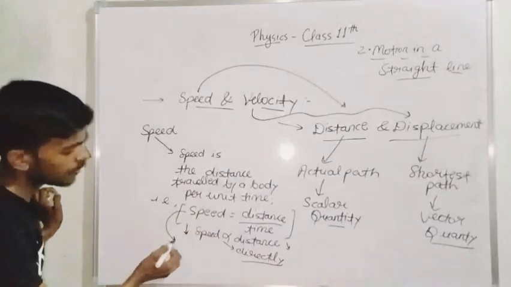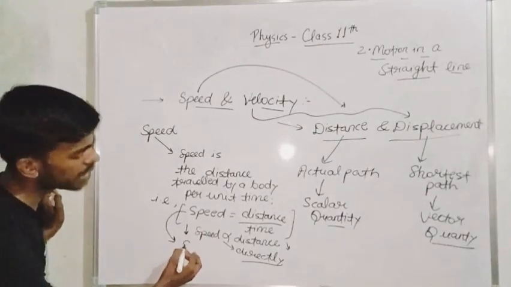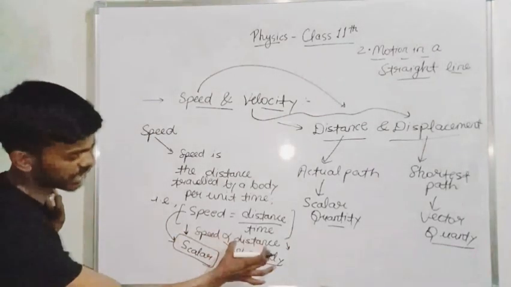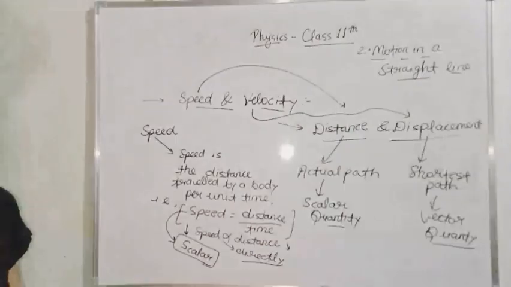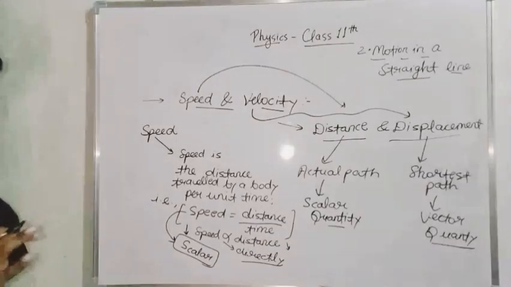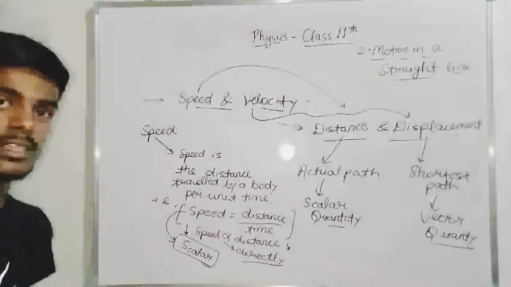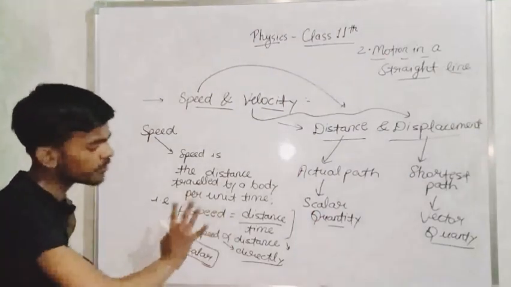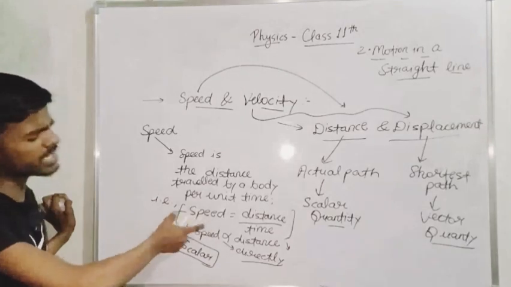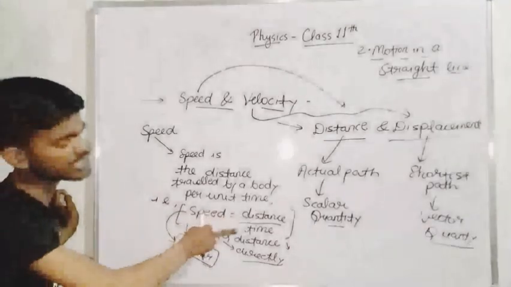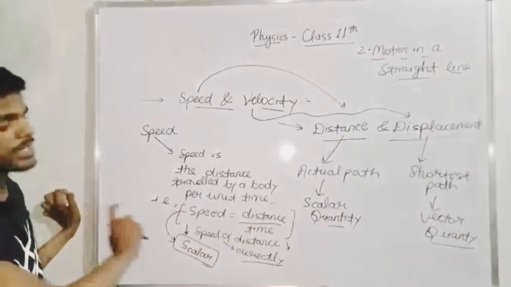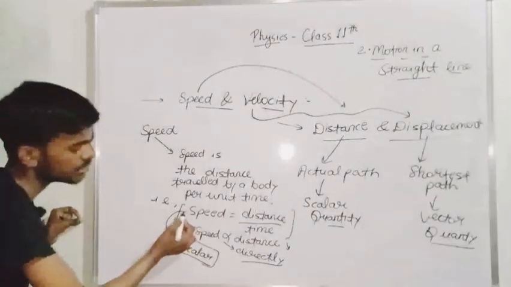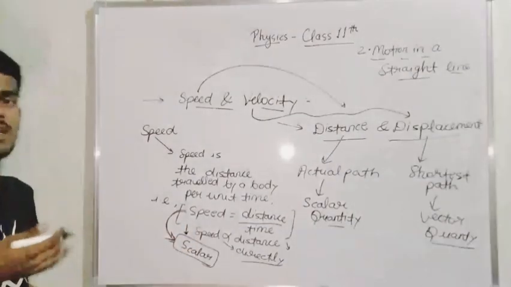Also, speed is a scalar quantity, because we know that speed depends on distance and time, and time is also a scalar quantity. Previously we discussed this in the first chapter, units and measurement. To decide the direction or magnitude of speed, we have to look at distance and time. Distance is a scalar quantity, time is also scalar, and scalar upon scalar is a scalar quantity. That's why speed is a scalar quantity. In this manner we can define it.